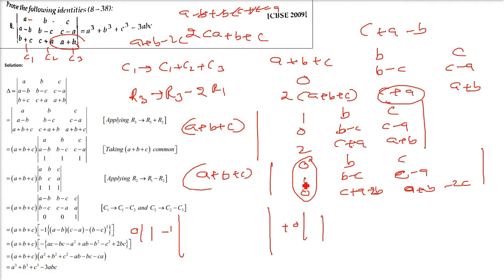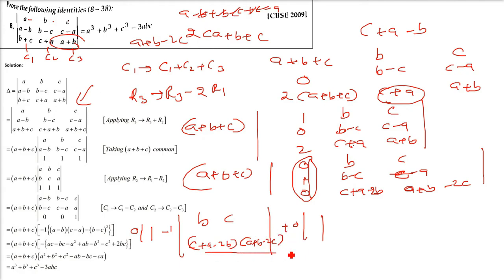The first one and last one will be eventually 0, so don't worry about that. We just need to worry about this negative outside, right? B plus C, C plus A minus 2B, A plus B minus 2C. Now when you do this computation, outside it was A plus B plus C.